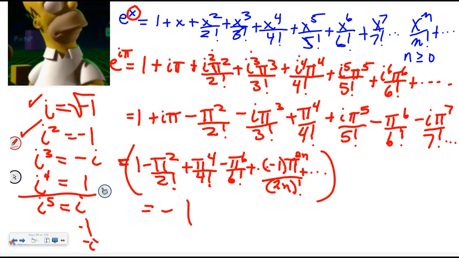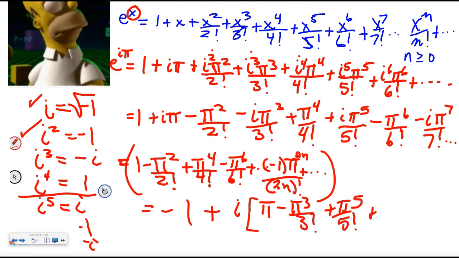Then over here, I'm going to factor the i out of all the rest of this stuff. So you'll notice everything with an i in it, I will start writing down. Are you all right with that? It will be pi minus pi cubed over 3 factorial, plus pi to the fifth over 5 factorial, etc., alternator, general term. I don't want to write it down, but you should recognize it. It's i what? Sine pi. Agreed?